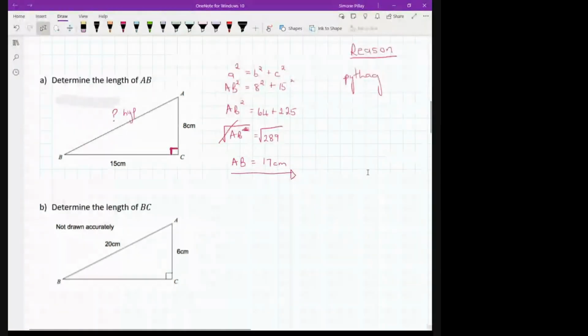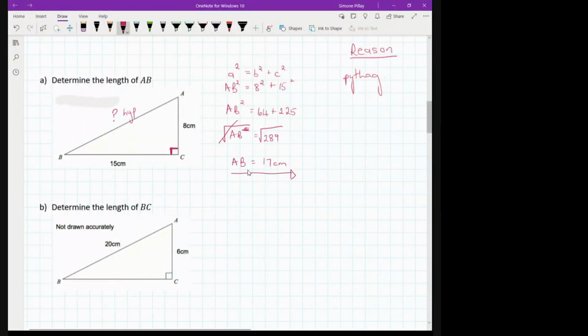So I'm going to say a squared is equal to b squared plus c squared. Okay, can I choose a different color? Let's go orange. We're going to say a squared is equal to b squared plus c squared. Putting the reason first. Smart. 20 squared is equal to BC squared plus 6 squared.